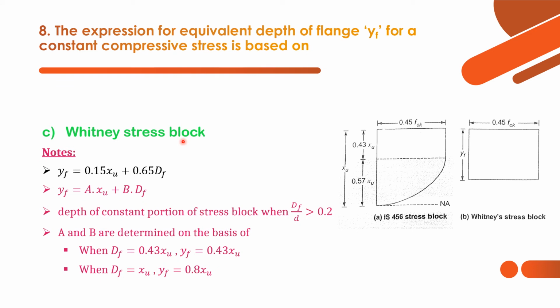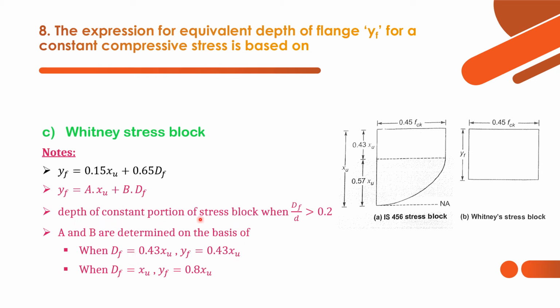So the YF formula is given as YF is equal to 0.15 XU plus 0.65 DF. This is the YF formula, that is the equivalent depth of flange in case of flanged beams like T and L beams. And these 0.15 and 0.65 are constants based on these conditions. When DF is equal to 0.43 XU, then YF is equal to 0.43 XU. If DF is equal to XU, then YF is equal to 0.8 XU. On the basis of these two conditions, the values A and B are derived as 0.15 and 0.65 respectively. What is DF? DF is the depth of the flange section.